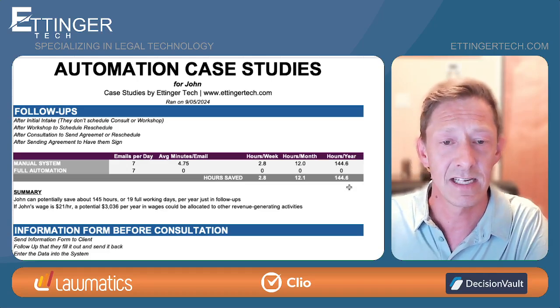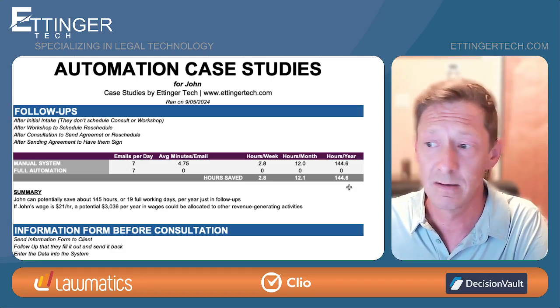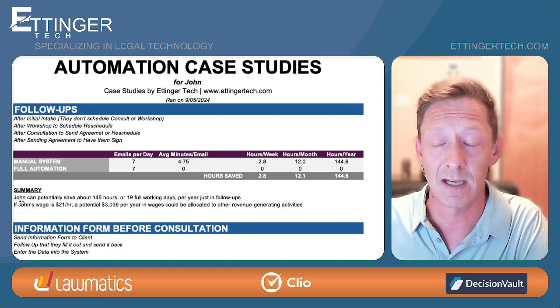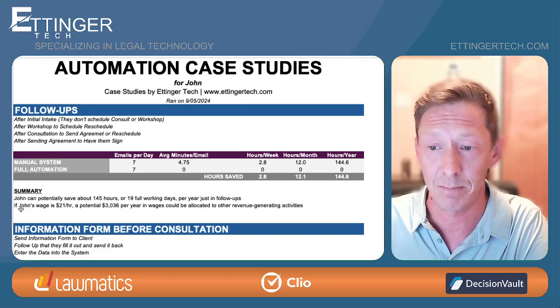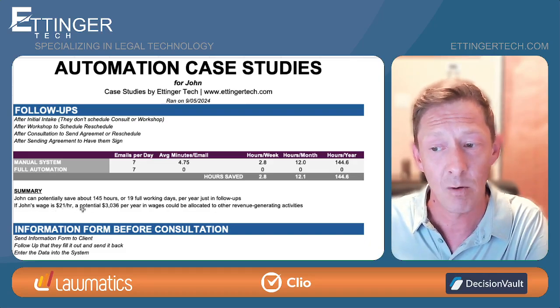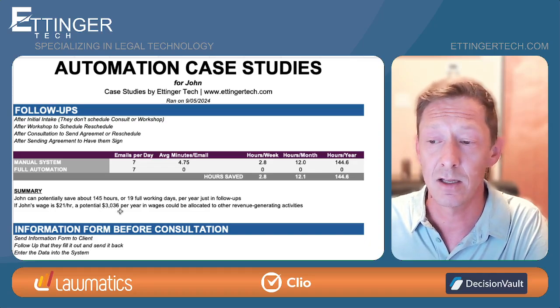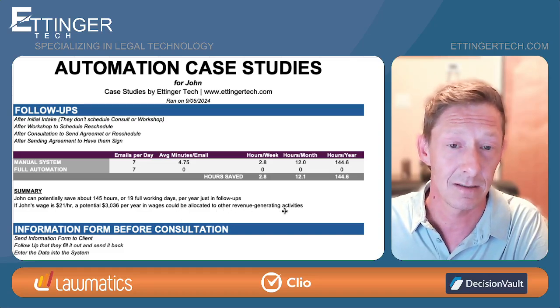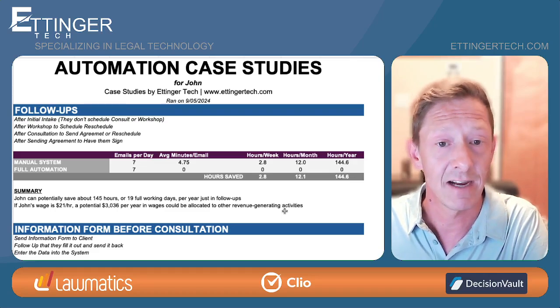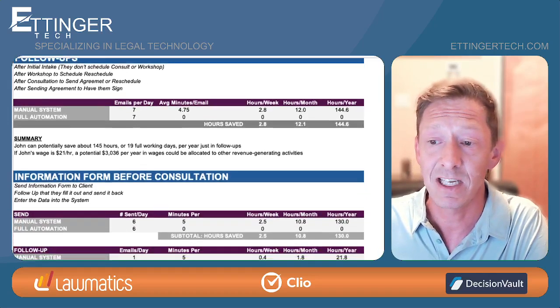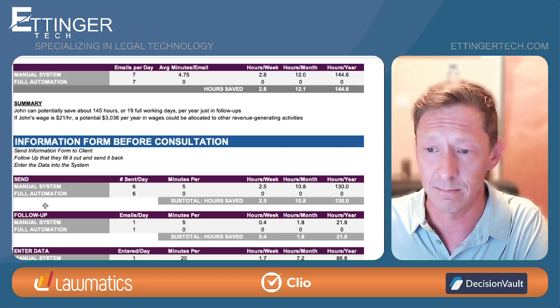And in this calculator for the example, used very conservative numbers. And then it's going to give you a quick summary. So John can potentially save about 145 hours or 19 full working days per year just in follow-ups. If John's wage is $21 an hour, a potential $3,036 per year in wages can be allocated to other revenue generating activities. That simply means that money that's being paid to you as an employee, you can use that time for other revenue generating tasks. And then the same is going to be with your information form before consultation.